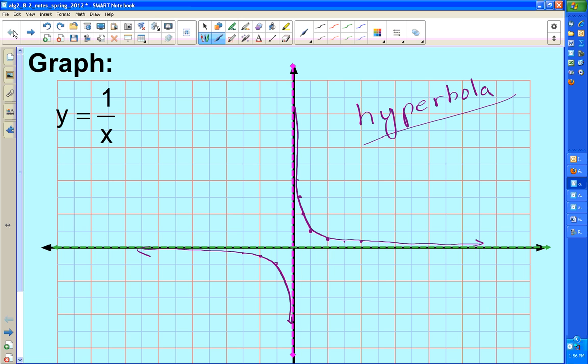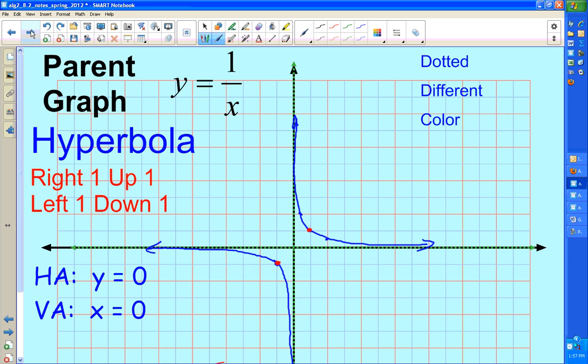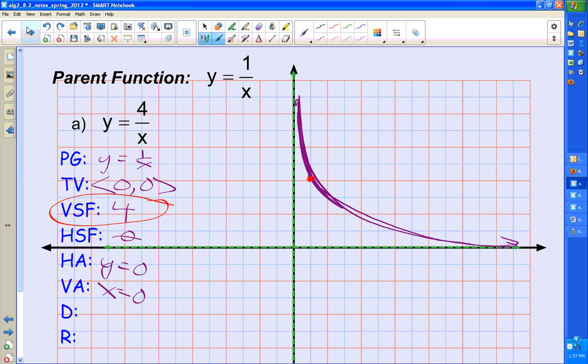And then you would multiply by 4. So right 4 up a quarter would be right 4 up 1. Right 3 up a third would be right 3 up 4 thirds. Right a half up 2 would be right a half up 8. But all I need is this point and this point. Okay. That's all I'm asking for. You can do more, but I don't need you to do more. They will always push the asymptotes in your graph.